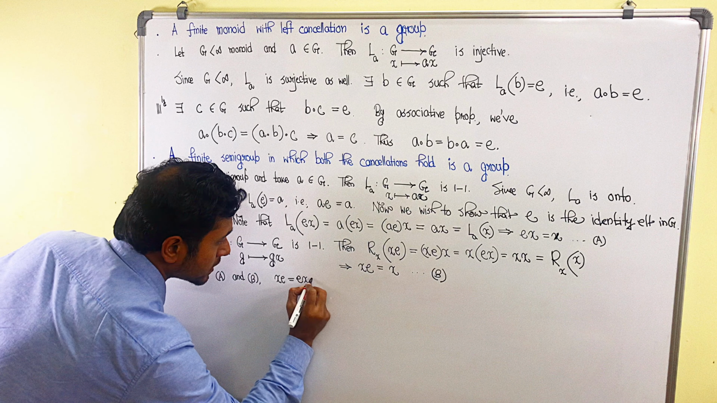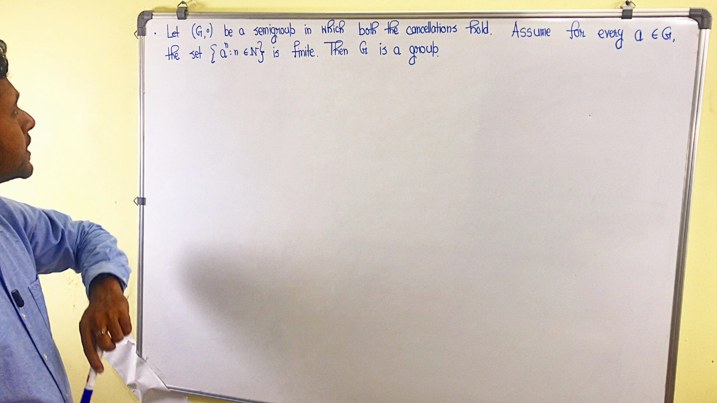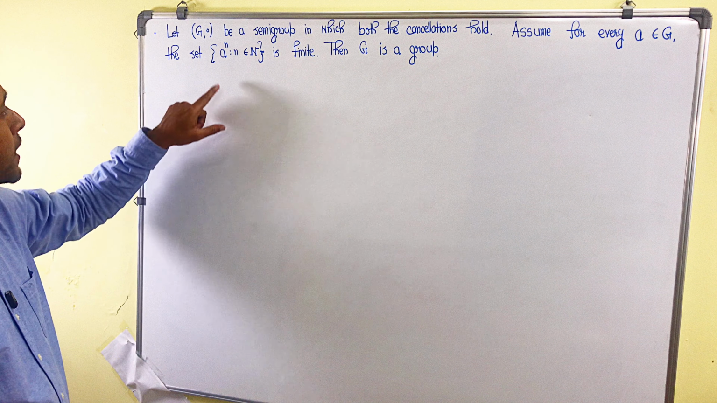Now, before I conclude today's session, I just want to see another problem along the lines of these cancellation things. So here it comes. Let G be a semigroup in which both the cancellations hold. Given that for every element a in G, the set a to the power n, where n varies over all positive integers, is a finite set, then G is a group. Now if you compare with the previous problem, there it was given that it was a finite semigroup. Now it is allowed to be an infinite semigroup, but for any element a, the set of all positive integer powers is a finite set. So let us see how we can prove it is a group.